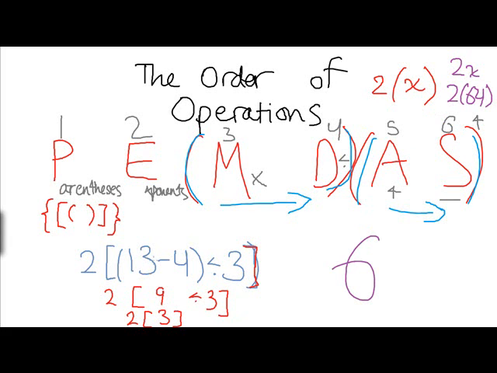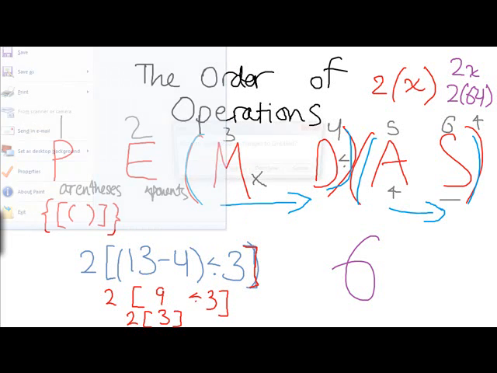Now, what would happen if we just did this left to right? Well, of course, you gotta do the parentheses first. 13 minus 4, 9. 2 times 9, 18. 18 divided by 3, 6. Well, it was coincidental that they were the same number. But once you get into more problems, it's not going to be the case. Anyway, let's just do 2 or 3 other problems so you can get the hang of it.